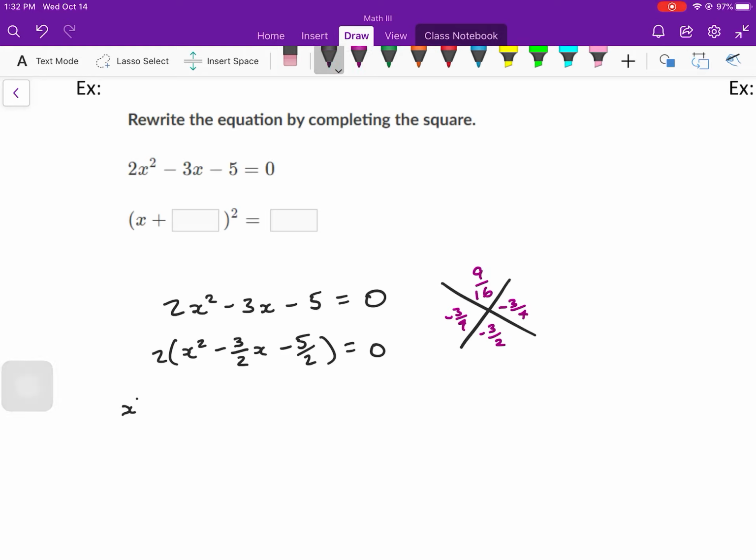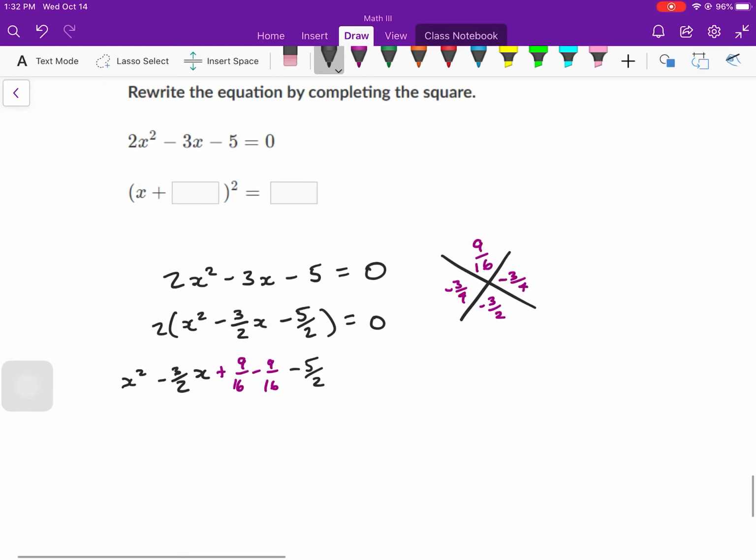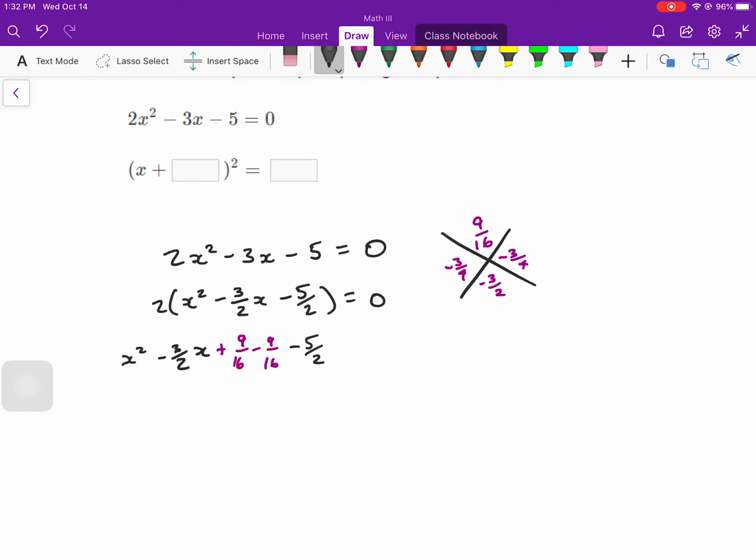So we're going to have x squared minus 3 over 2x plus 9 over 16. Almost got the wrong thing there. Minus 9 over 16. Minus 5 over 2. And like I said, we'll worry about that 2 later. So this is our perfect square. And what's nice is we already see our factor here is x minus 3 over 4.